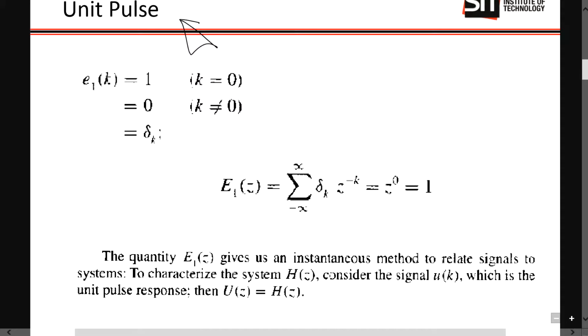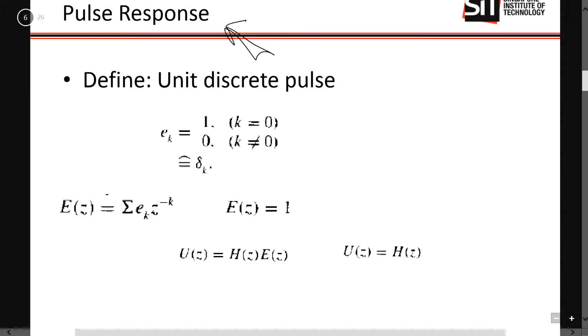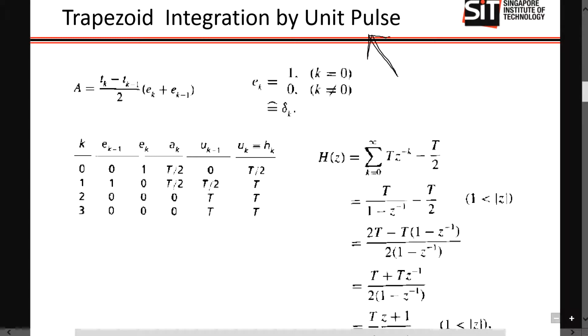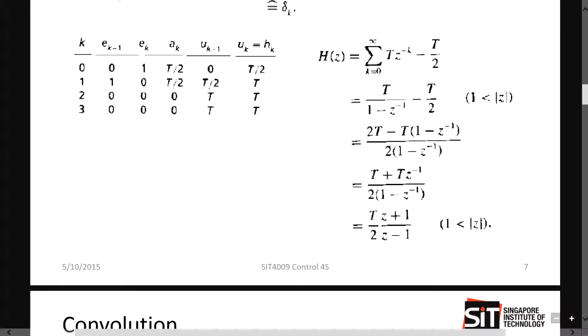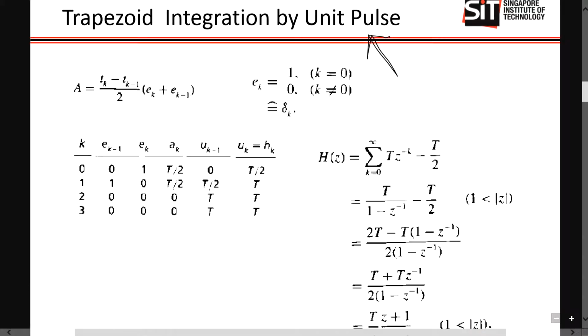Alright, we have to talk about it. This page is the unit impulse response derivation. And this is a trapezoidal integration by unit pulse, which is the last video we talked about, although it's totally different. Feel free to read about it.